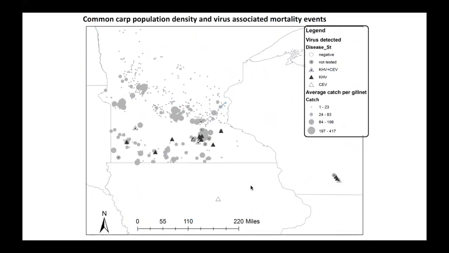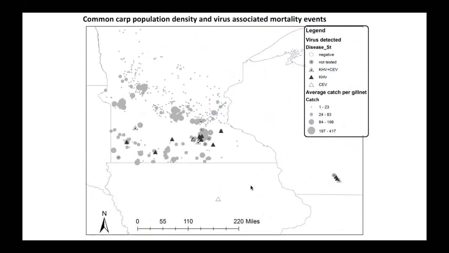This map is showing the same thing. The black triangles are KHV by itself. The empty triangles are CEV, and the ones with dots are the co-infections. And these are overlaid over carp density data in the state. Basically, this is average catch per gillnet, and the bigger the circle is, the more fish were caught in those average gillnets, and that's over 20 years.